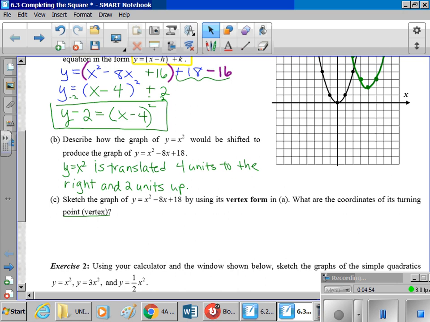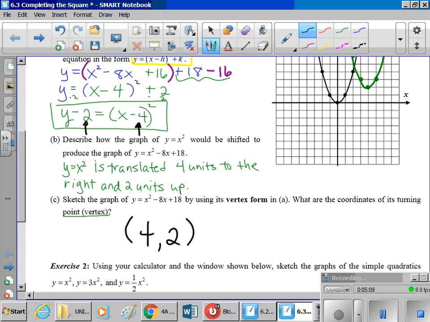So if you want to know what the turning point is, it's going to be x comma y. And what we do is we look at where the x is up here, and we take the opposite sign, 4, and we look at the y over here, and we take the opposite sign, and we say 2. So if you wrote it the way that they want you to write it, which is written this way right here, you have to remember that that positive 2 is really a negative 2 on the other side. So you have to make sure that you change the sign.